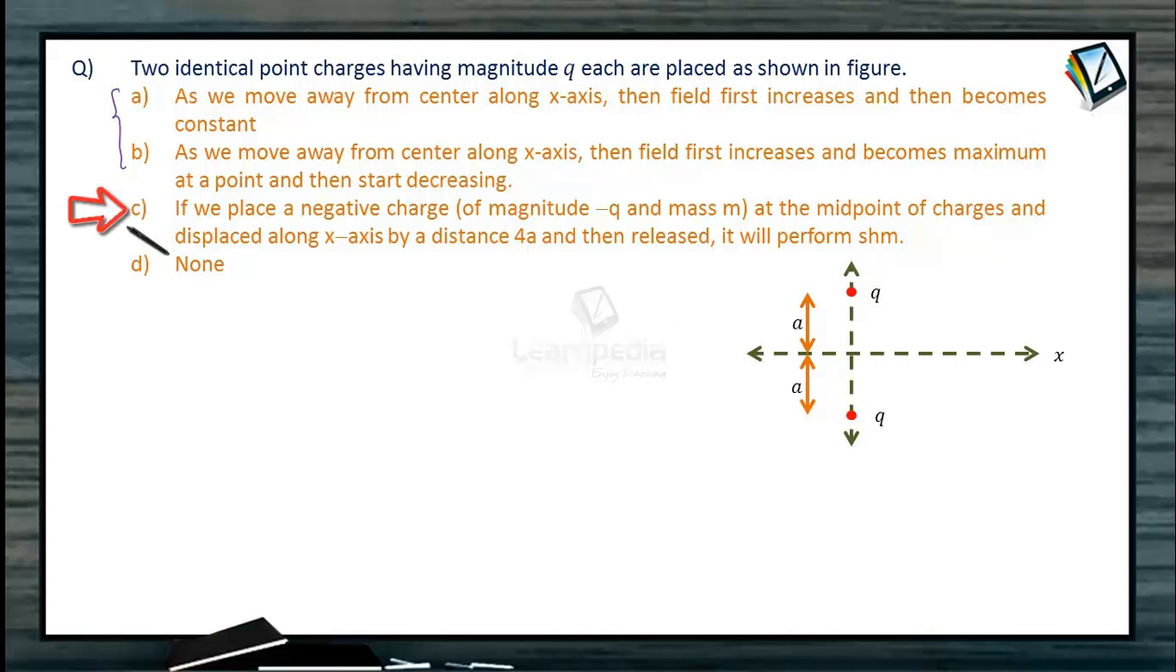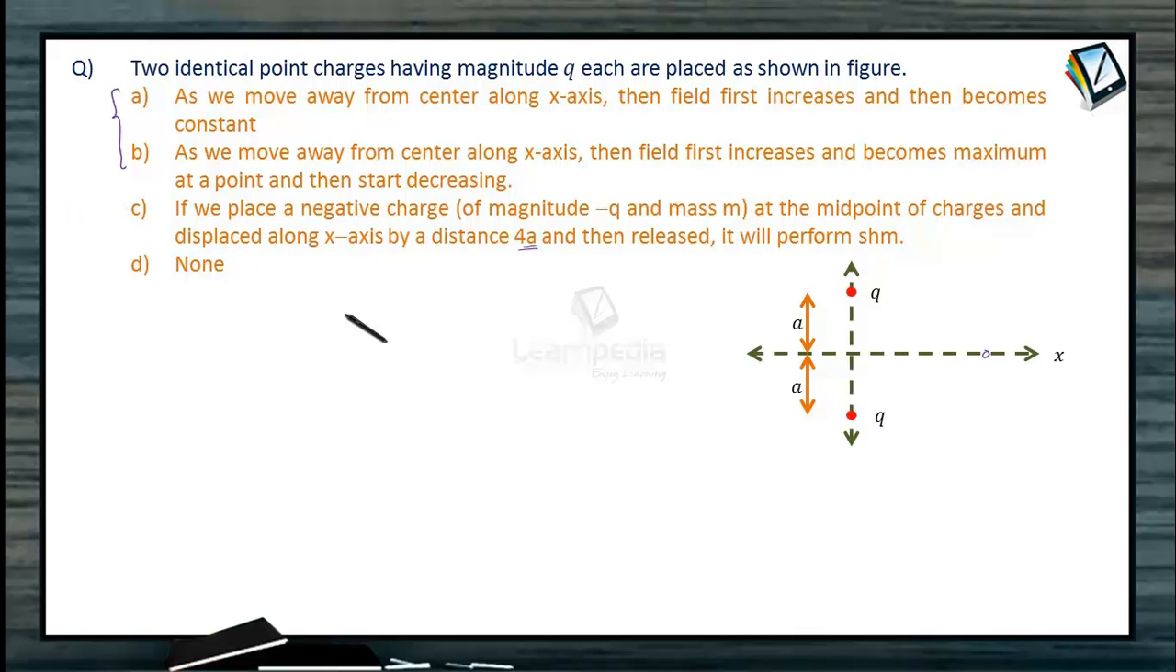And if we place a negative charge of magnitude minus q and mass m at the midpoint of the charges, and displace it along the x-axis by a distance 4a, and release, then it will perform SHM. So let us investigate this particular question.